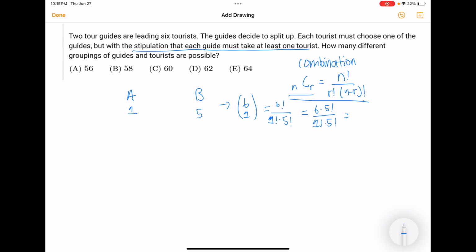And the reason why I'm not solving all of this out is because we see here that we can actually cancel out 5 factorial in the numerator and denominator. And so this leaves us with 6 over 1 factorial, which is 1, so it would give us 6. And so this would be the number of ways to arrange the tourists under this scenario of guide A having 1 tourist and then guide B having 5 tourists. And then we can increase A and then decrease B, so it would be 2 and 4. And it's the same process.